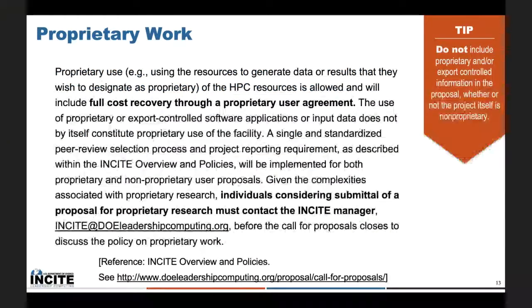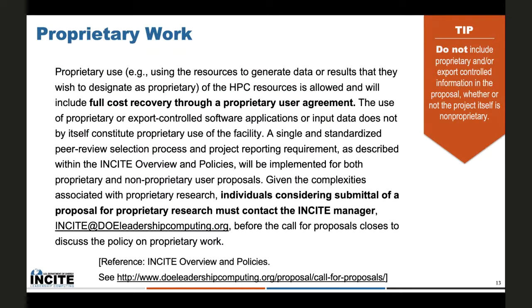A different category, though, is proprietary work. And this comes up every year. There are some really good questions about this. Proprietary use is really defined as using the compute facilities to generate data or results that the PI wishes to remain proprietary. So for us, what that means is you're not going to publish them in a journal. This is not going to be open science, right?